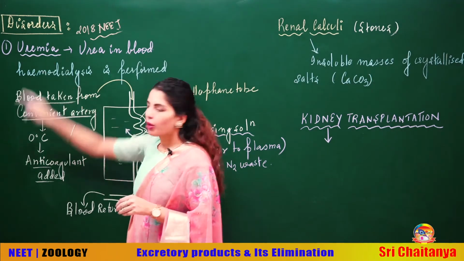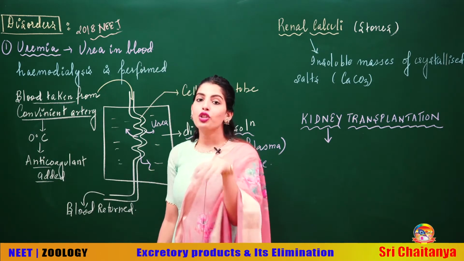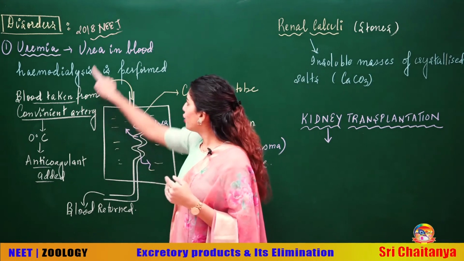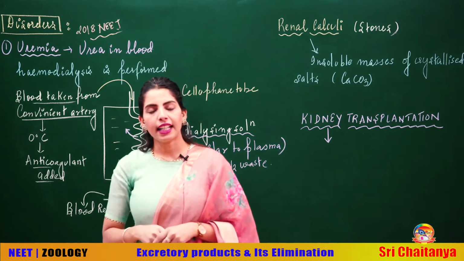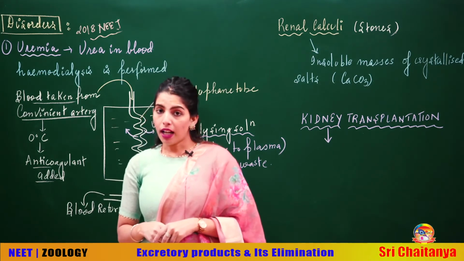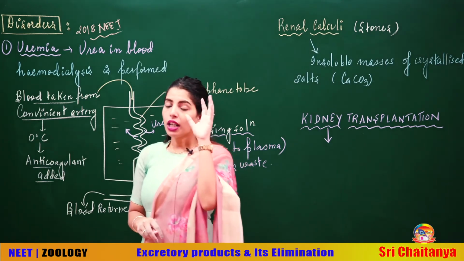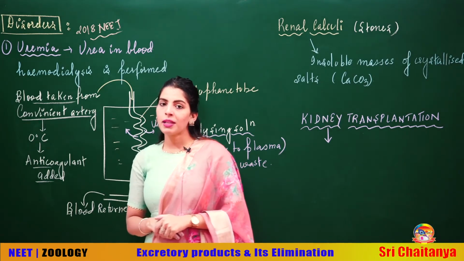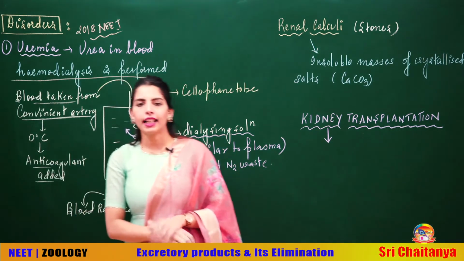Talking about a disorder which is uremia. Uremia is a condition where your urea is retained in the blood. So what will happen if all the excretory product is getting accumulated in the blood? That means your kidney is not functioning properly. Now to correct the condition of uremia in the patient, what is performed is called hemodialysis.